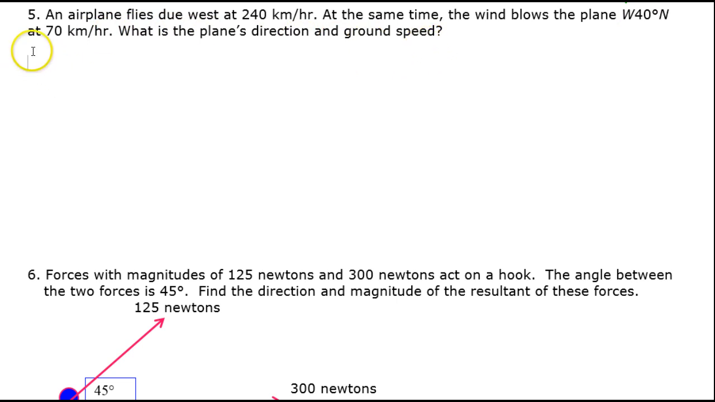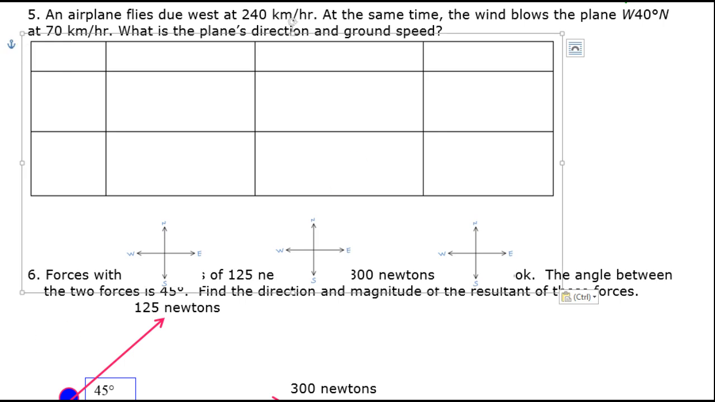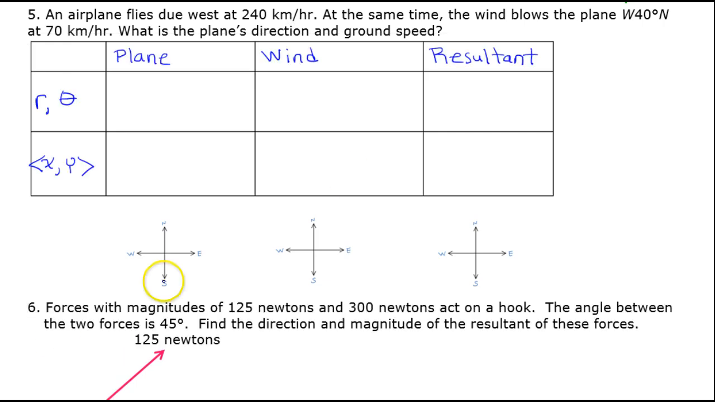Well, first of all, here comes my graphic organizer. Set up your chart this way. We have two vectors. We have the plane velocity, which we will record in this column, and we have the wind velocity, which we will record in this column. And the third column is for the combined effect called the resultant vector.